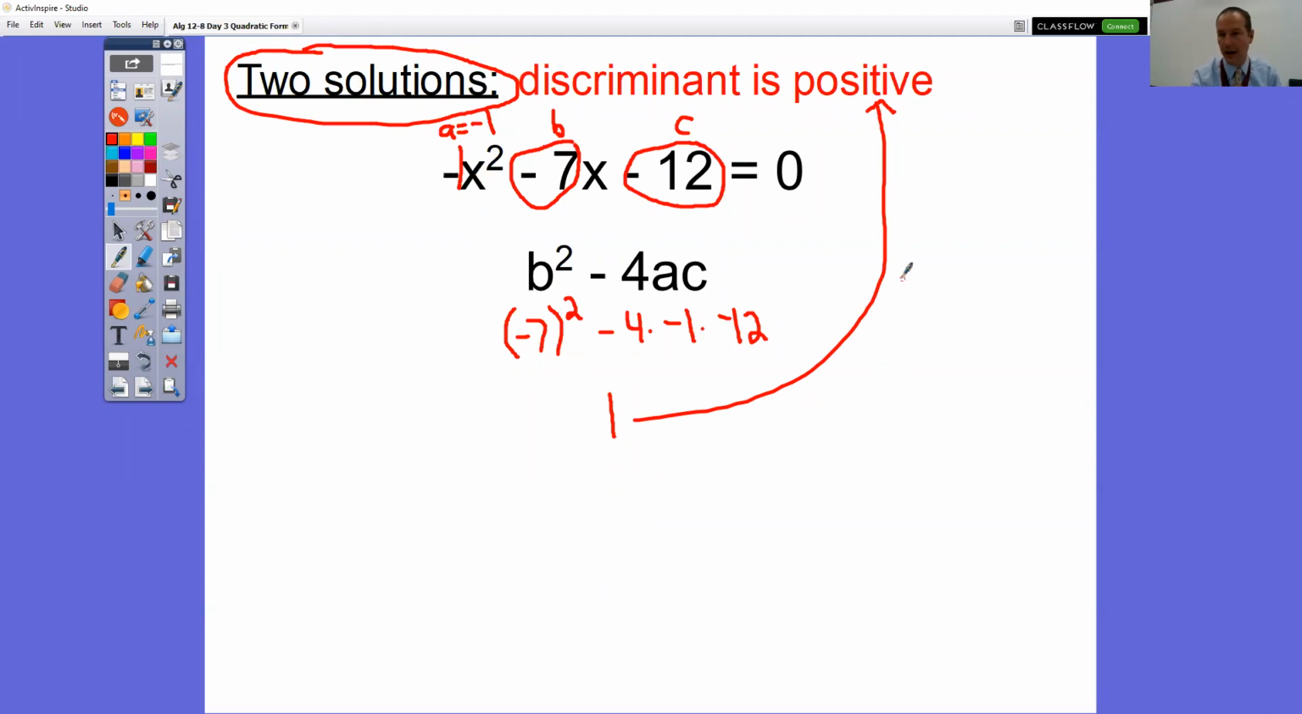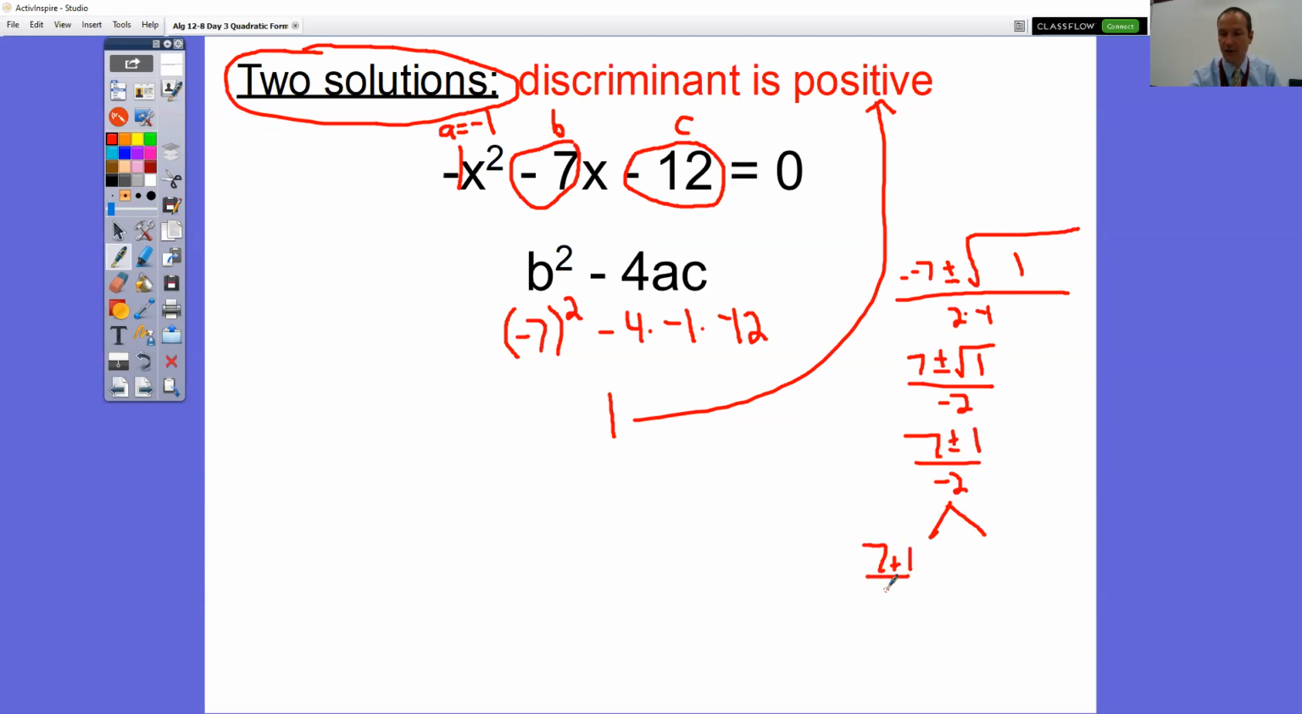Just to prove it to you, if we subbed this into the actual quadratic formula, we would have -b plus or minus the square root of b squared minus 4ac. I know that's already 1 because I figured it out over here, so I'm going to cheat a bit. All over 2 times a, so 2 times -1. The negative of -7 would be +7 plus or minus the square root of 1, all over -2. The square root of 1 is just 1, so I have 7 plus or minus 1 all over -2. I would split this into 7 plus 1 over -2 and 7 minus 1 over -2.